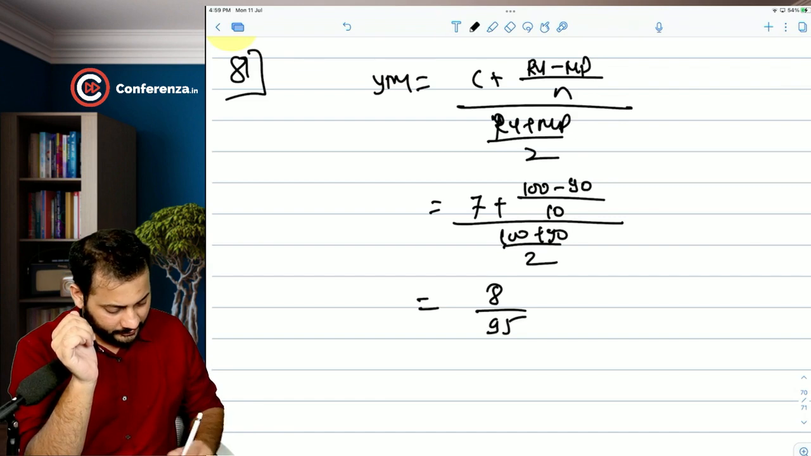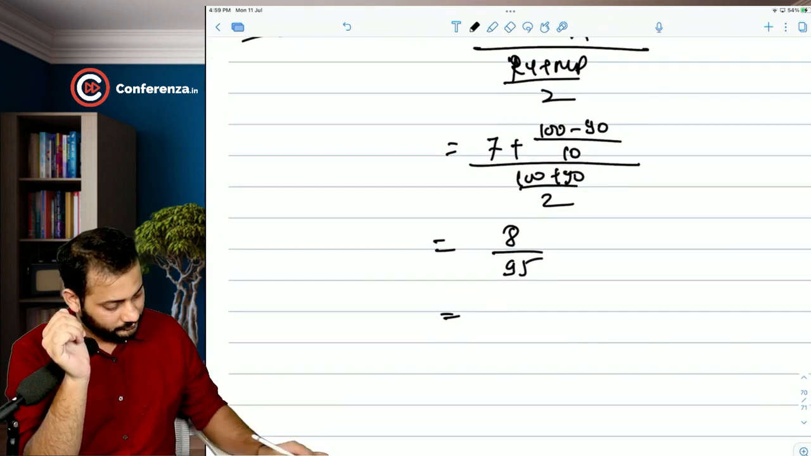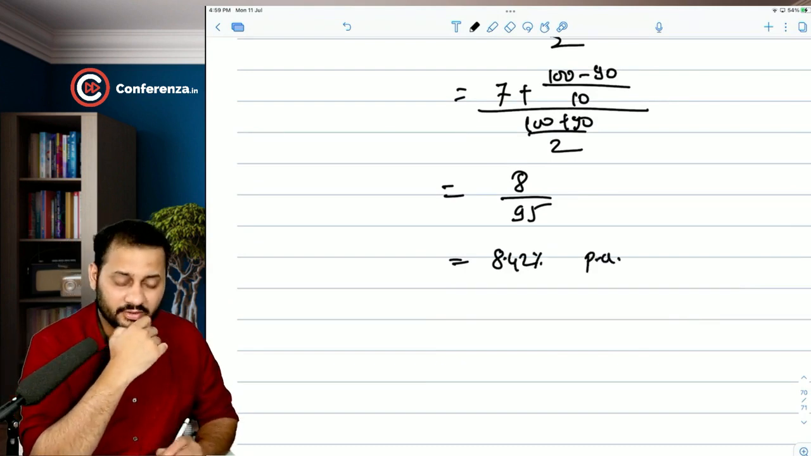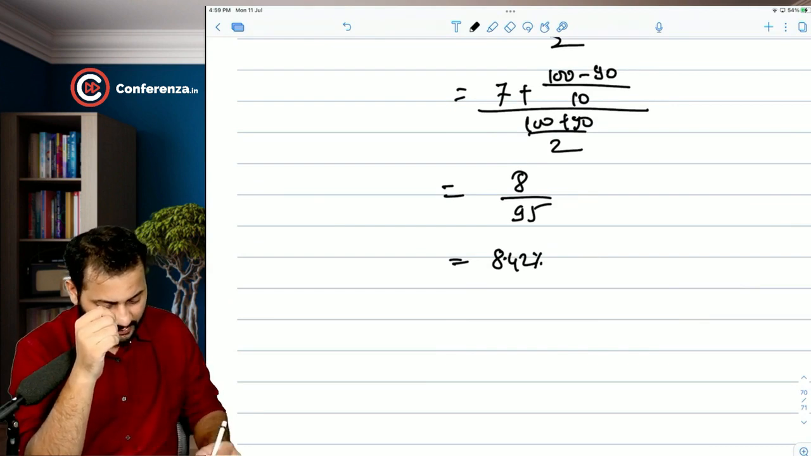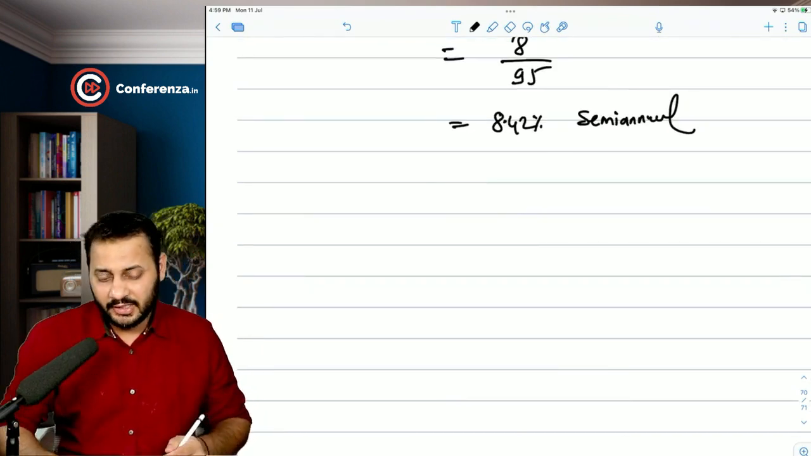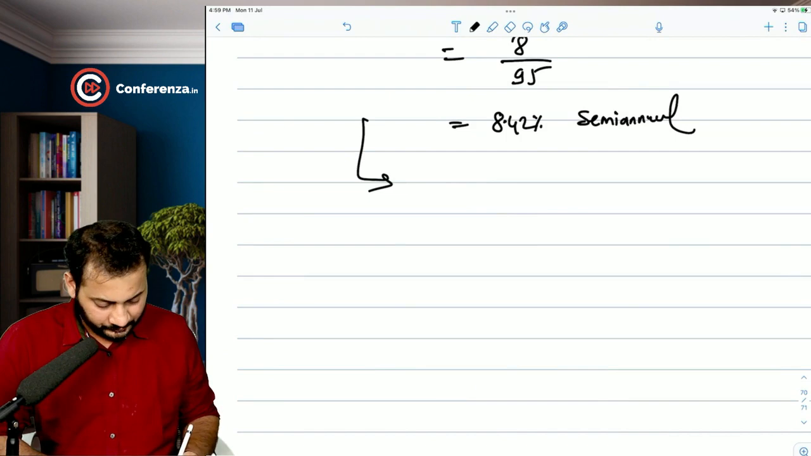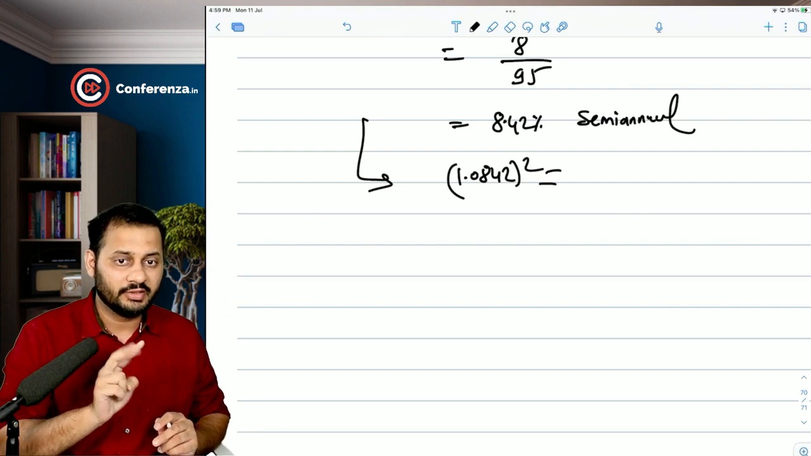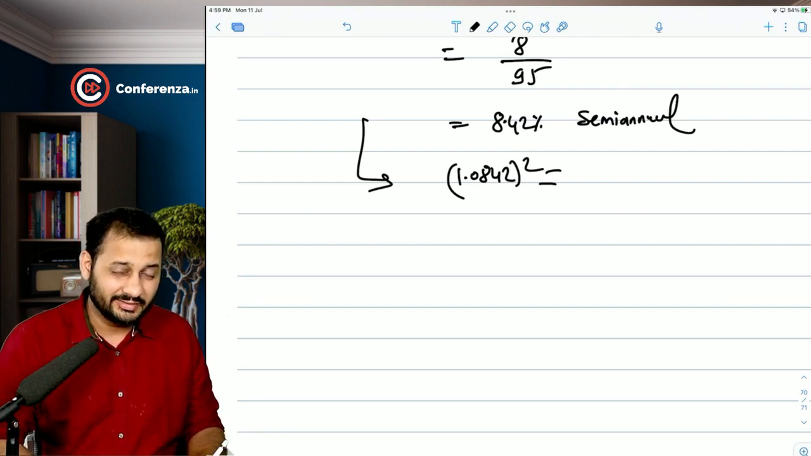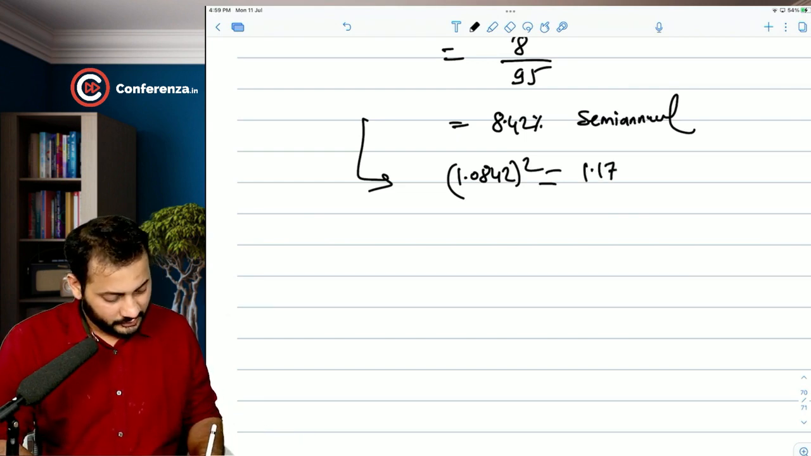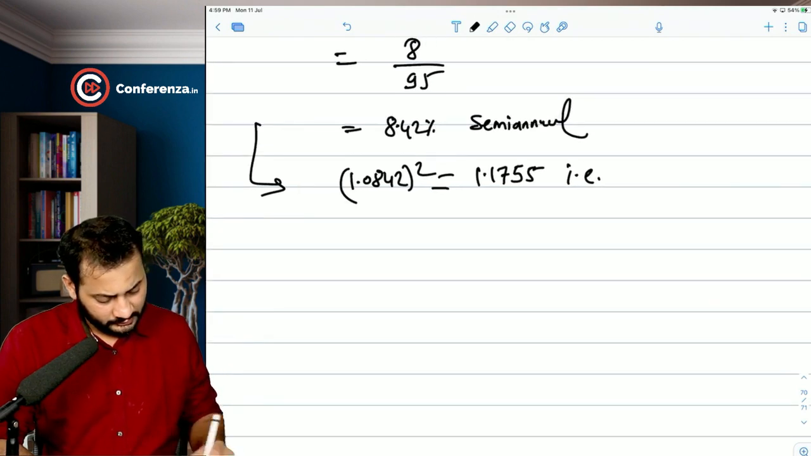8 divided by 95. That is 8.42% per annum. Sorry, not per annum, for 6 months, semi-annually. So in a sense, if you reinvest that, your answer for per annum will become like this: 1.0842 square, because there are 2 half years in a year. 1.1755, that is 17.55% per annum.